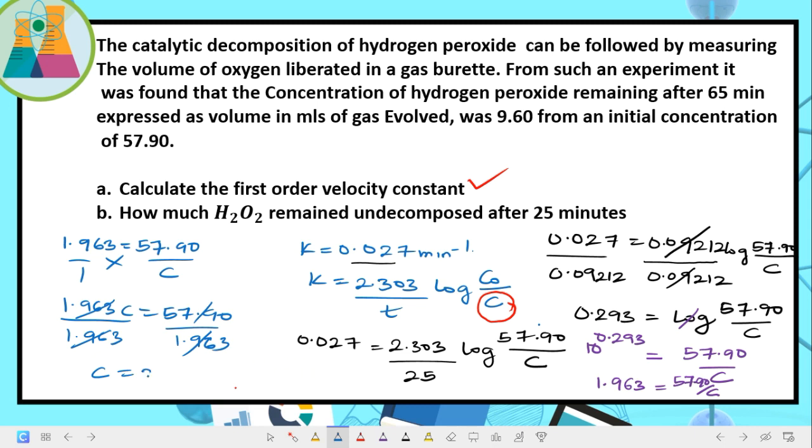So this will give us 29.49 milliliter. That would be your answer, 29.49 milliliter, because everything was given to us in milliliters before. So that was how you got that particular answer, 29.49. I believe the explanation is clear enough. Thank you for your time.